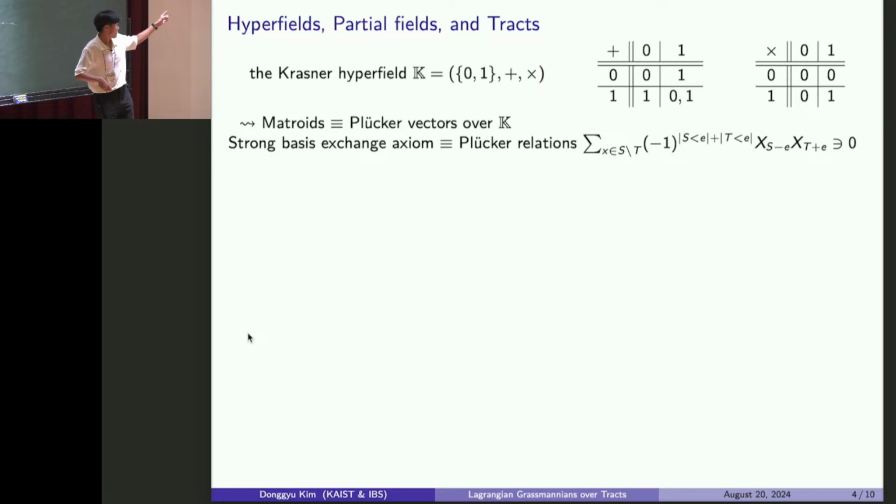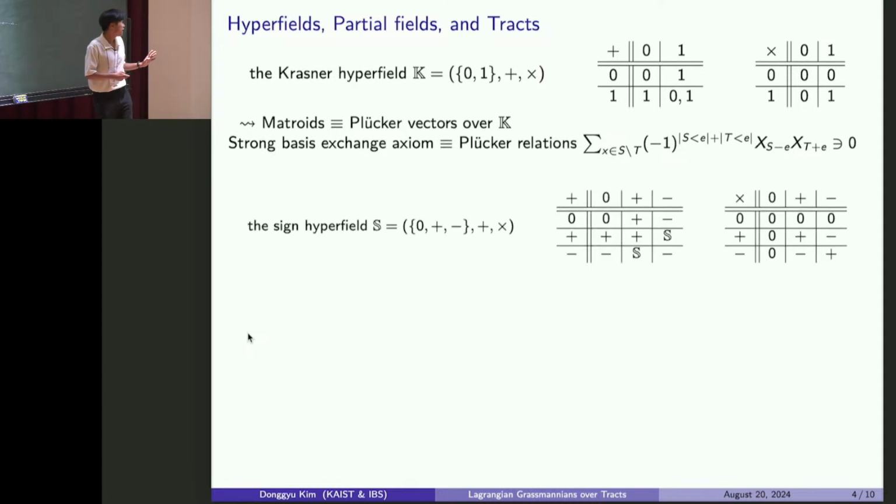And yeah, the strong basis exchange axiom is nothing but a Plücker relation over this Krasner hyperfield. And if you consider something else like the sign hyperfield, here plus represents all positive numbers in the real field, and negative is the other way around. If you consider the sum of a positive number and a negative number, it may give you some positive number, or 0, or negative. So yeah, this is the concept of the sign hyperfield.